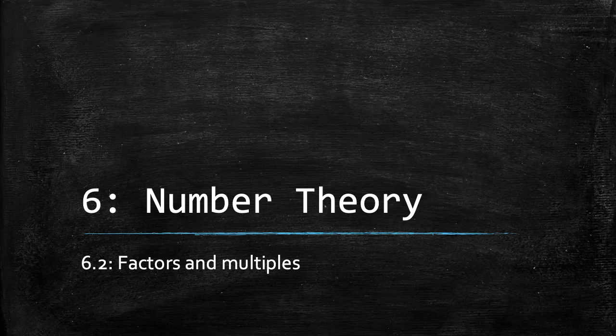In this video, I'm going to go over factors and multiples. So let's suppose we have the number 90. And we also have the number 140. We can write down the factors of each of these numbers. So factors are numbers that divide evenly into them.